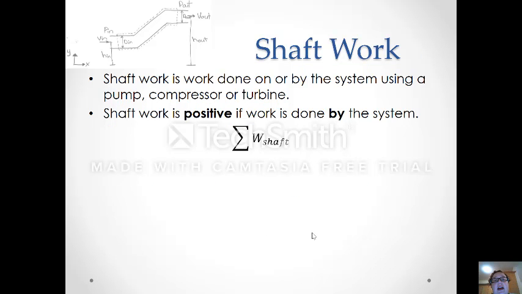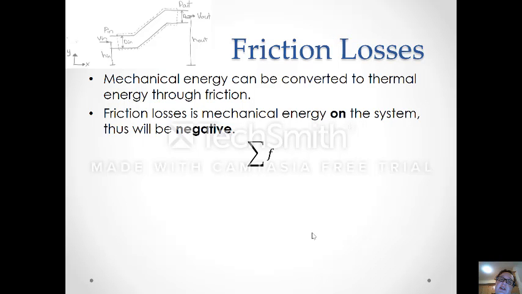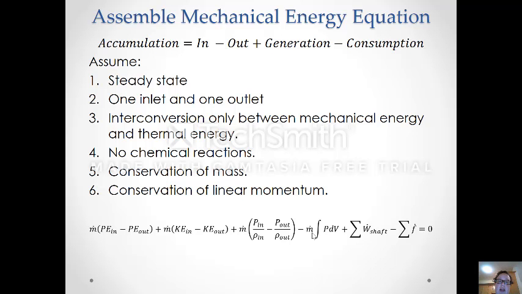Next, shaft work. If I have a pump in my system, or a turbine in my system, I have to account for it in terms of shaft work. And then friction losses. We have major and minor friction losses. We'll definitely talk about work and pumps and major and minor losses later in the semester, but for right now, you just need to realize that it's there. It actually reduces the flow, so it will always be negative.